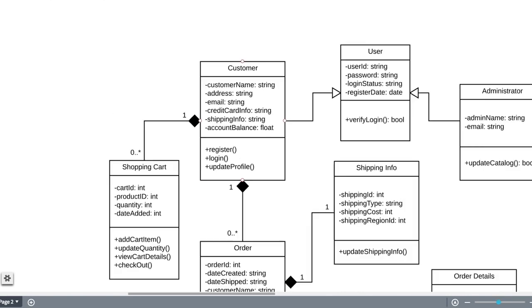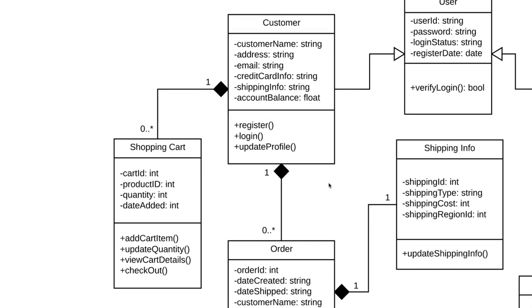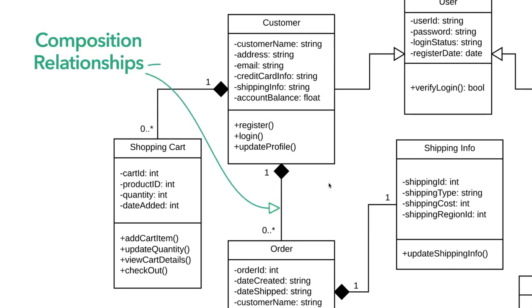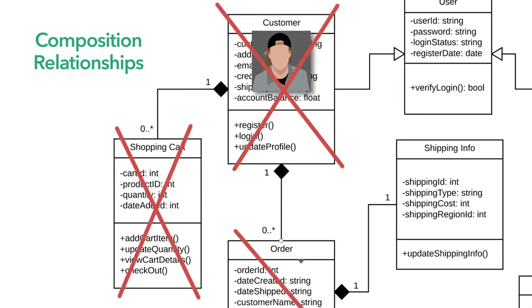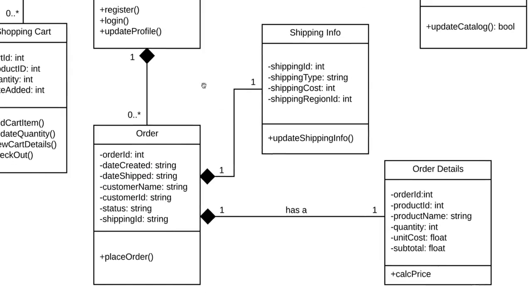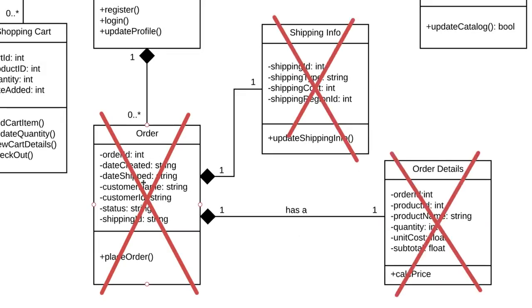Stemming from customer, there are several lines with the closed diamond. So if you recall, these are composition relationships, which means that the parts cannot exist without the whole. If an instance of the customer class, if that customer's account was destroyed, his shopping cart would be destroyed and his orders would be lost. They can't exist outside of the customer. The same applies for shipping info and order details. If there's no order, there's not going to be any order details or shipping info.